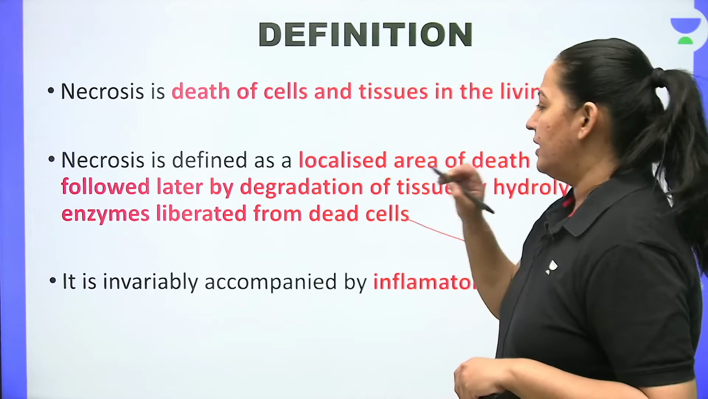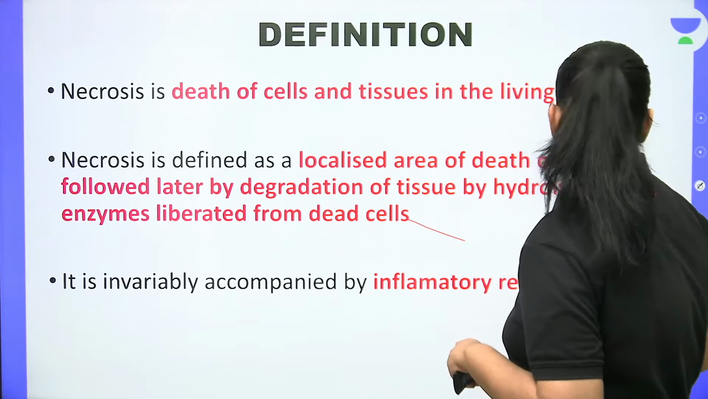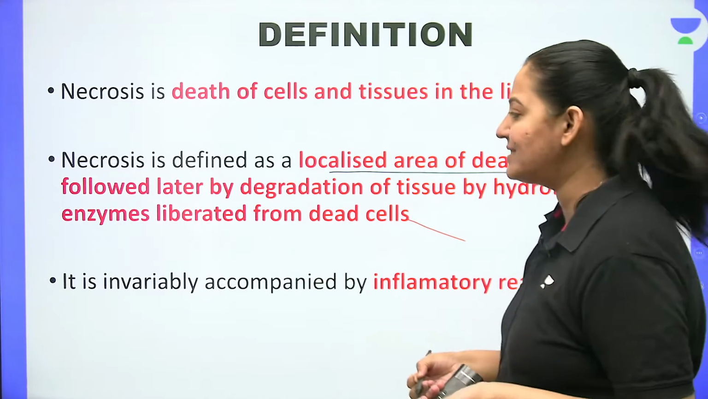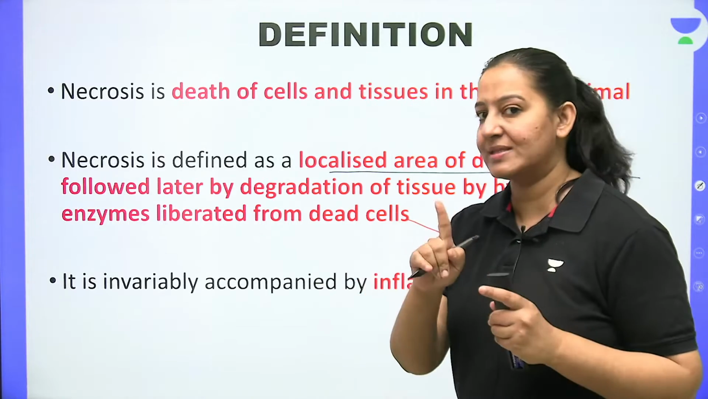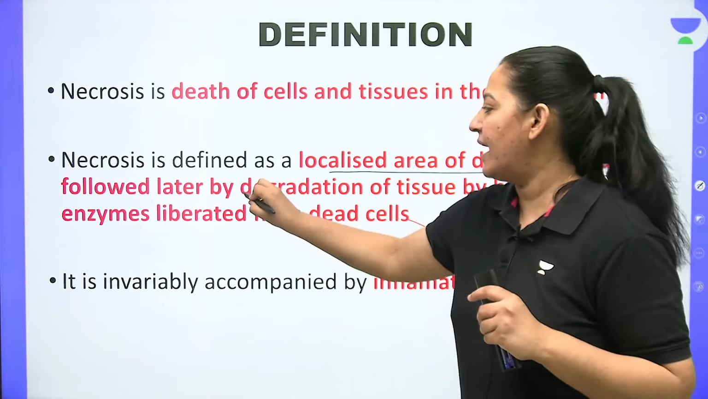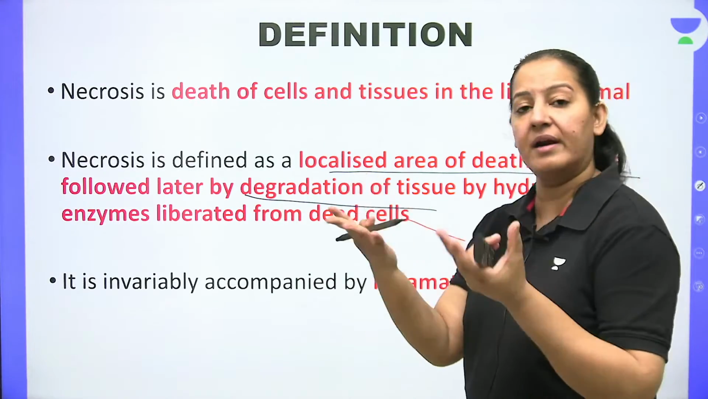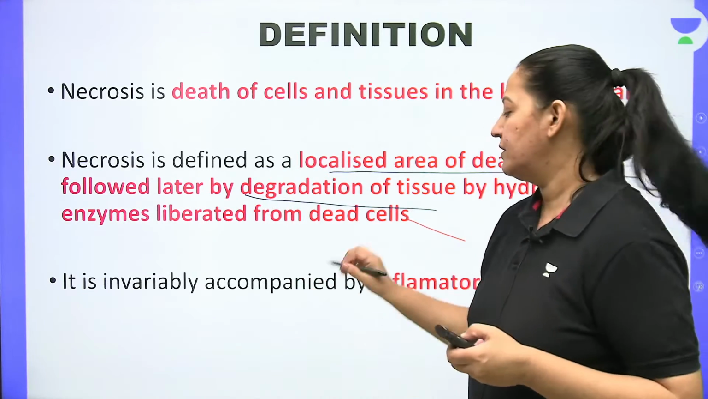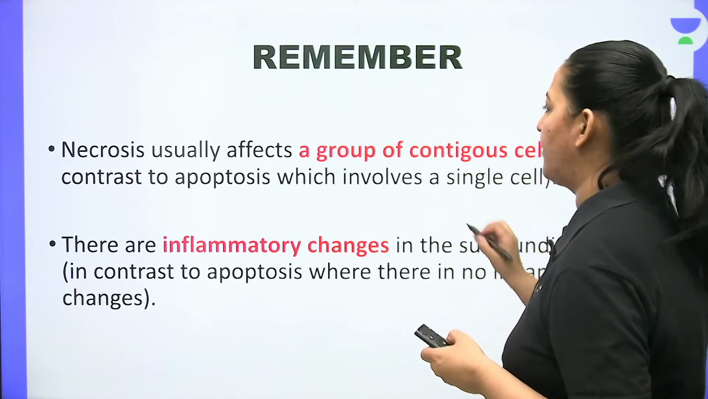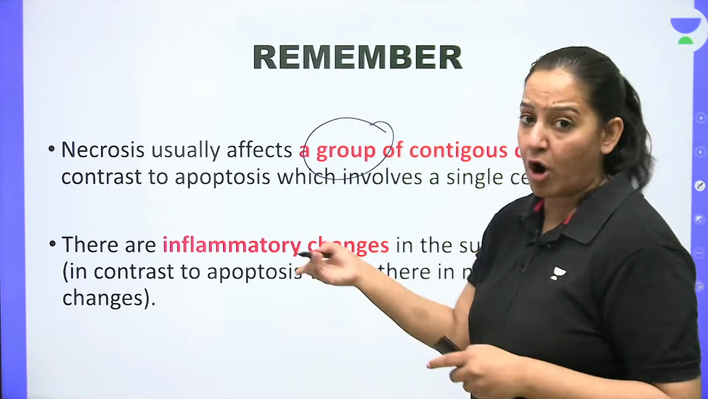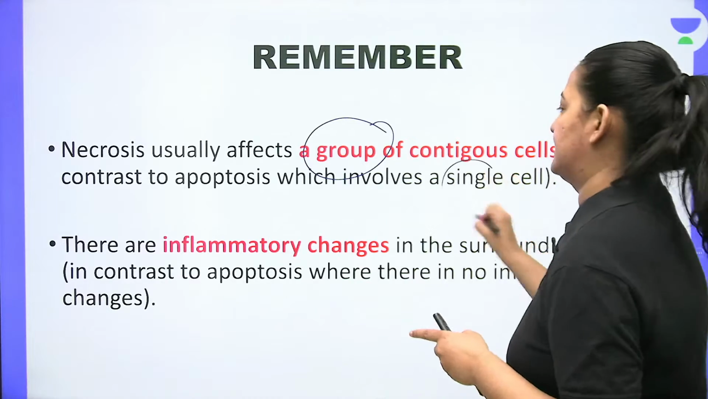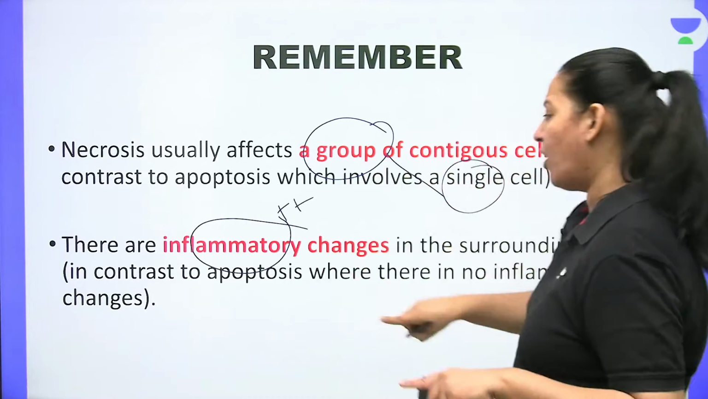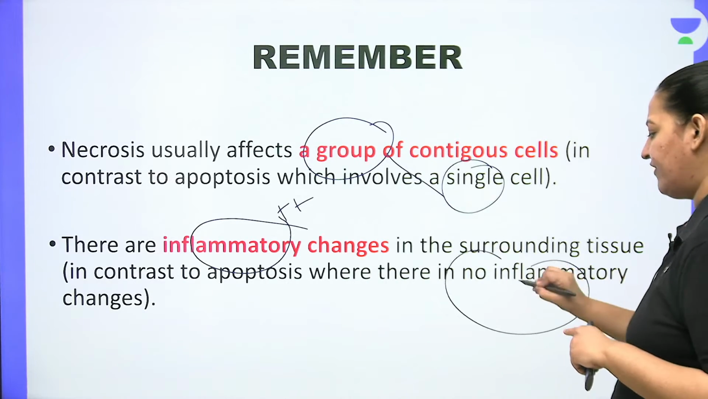So here, the definition of necrosis is in front of you. It is the localized area of death of a tissue. So a group of cells dies, it is not a single cell. The cells will burst, the cells will degrade, and enzymes will come out. This is the definition. Here mechanism is not important, here a group of cells is involved, in contrast to apoptosis where it was a single cell. So see the difference. Here inflammation takes place, leakage takes place, in contrast to apoptosis where there is no inflammation, no leakage.